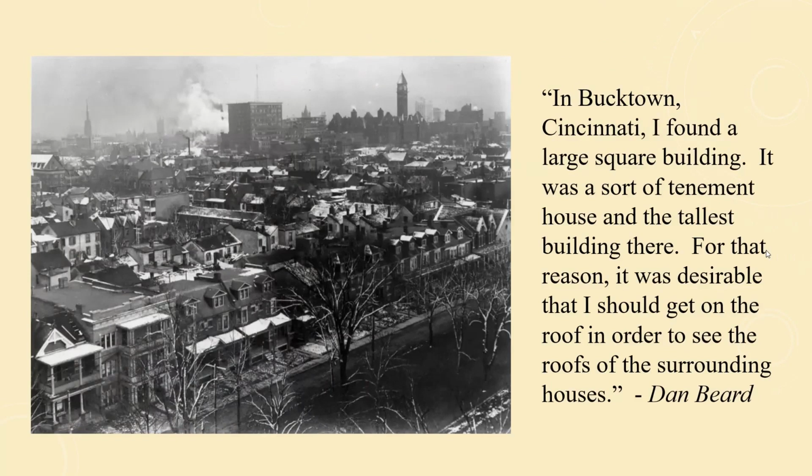"In Bucktown, Cincinnati, I found a large square building. It was sort of a tenement house and the tallest building there. For that reason, it was desirable that I should get on the roof in order to see the roofs of the surrounding houses." Again, this shows us some of the technique they used to get those little symbols for the roofs that they put on the maps. So they were viewing these roofs from a distance, and you can pretty well tell what a roof is from a distance, but maybe at a longer distance, you might have to guess. We don't know, but mostly I think they were pretty accurate on this.